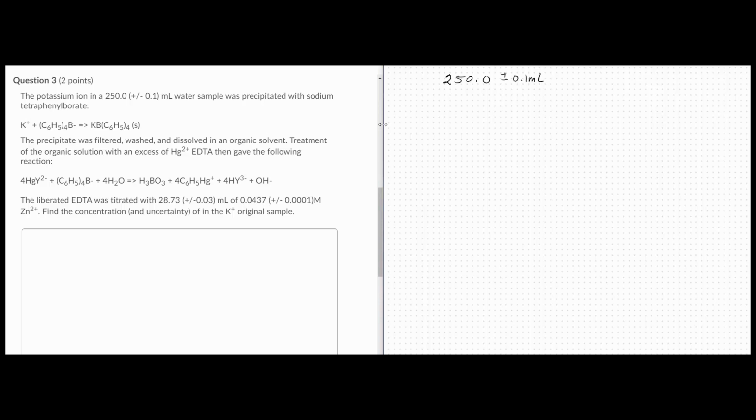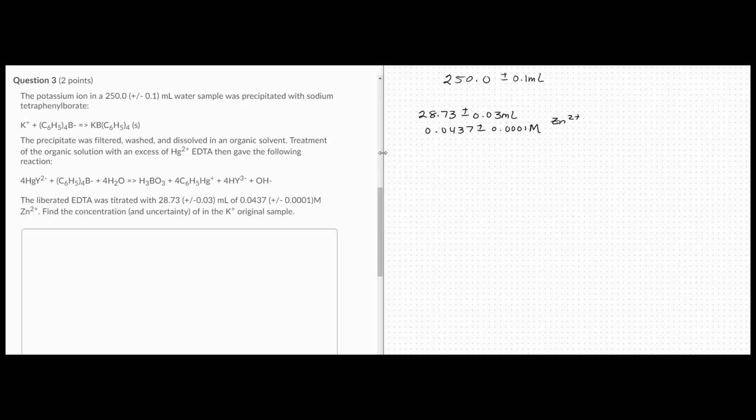The liberated EDTA was titrated with 28.73 plus or minus 0.03 milliliters of 0.0437 plus or minus 0.1231 capital M molar zinc. Find the concentration and the uncertainty of the potassium in the original sample. This one's going to require quite a bit of stoichiometry.